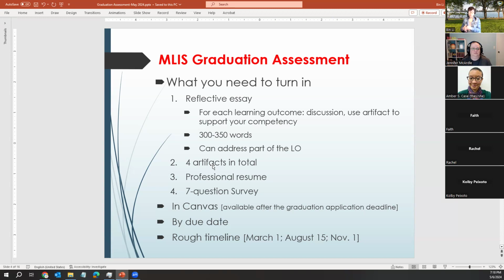You can use group assignments. It's a wide variety of formats. It's one artifact per outcome.